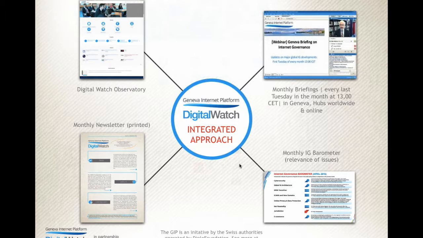What is also quite important is that the observatory as a resource for diplomats is not happening out of the blue. We try to have a very integrated approach to how we serve the community, because the key really is interconnection. So we combine a wide set of resources, which include the online observatory and the regular monthly briefings on internet governance that we organize every last Tuesday of the month. It's a one-hour short targeted briefing, which is happening here in Geneva, but is also open to anybody participating online, in which we summarize what has mattered in digital politics in the previous month and what the outlook is for the month ahead.